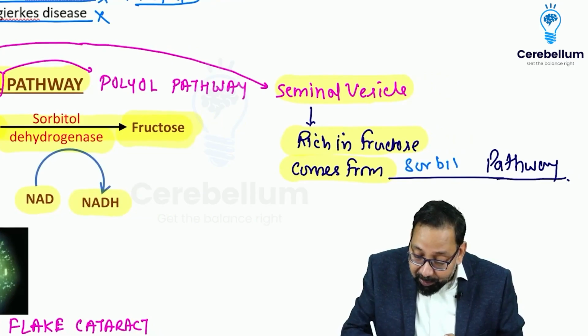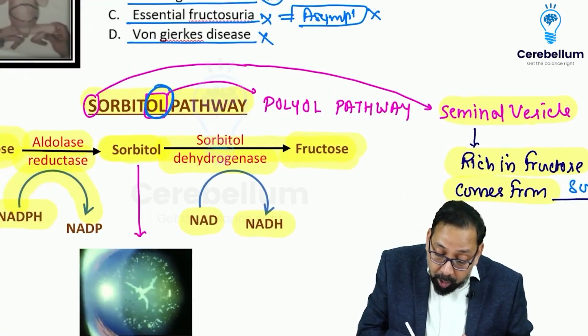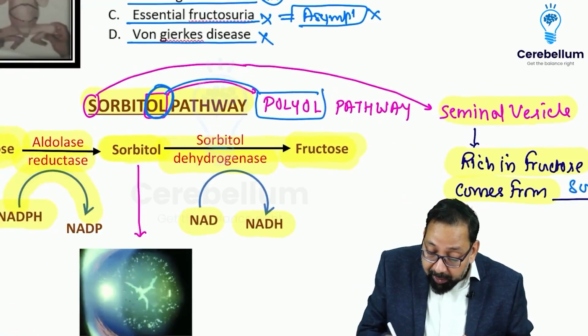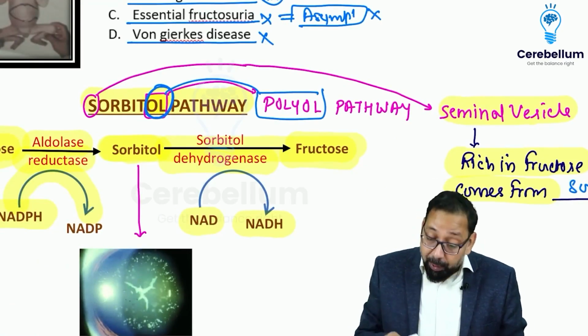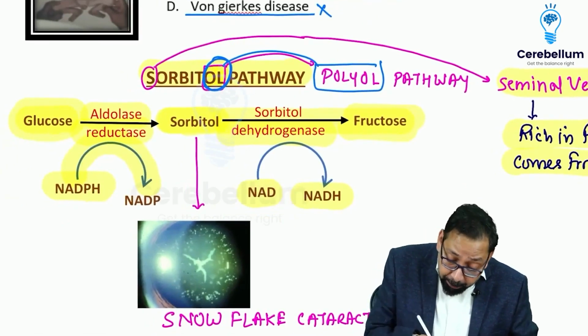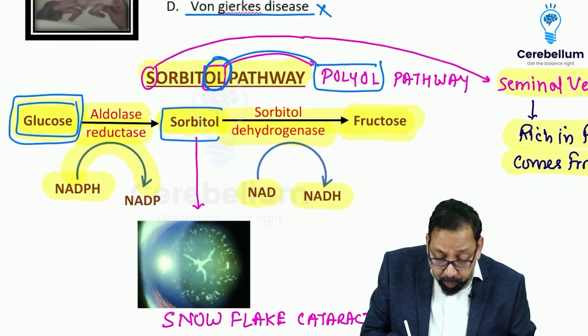Sorbitol pathway. One question: another name of the sorbitol pathway is the polyol pathway. We found that in diabetes, blood glucose is high, so more and more glucose is converted to sorbitol.